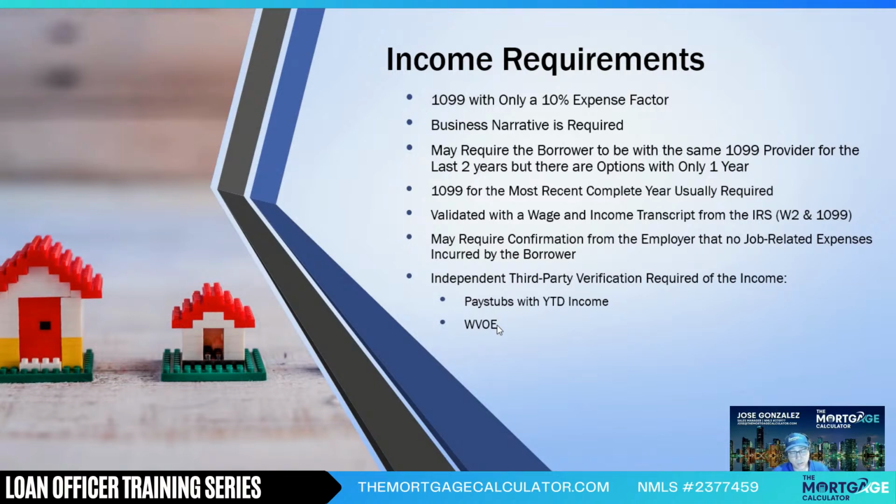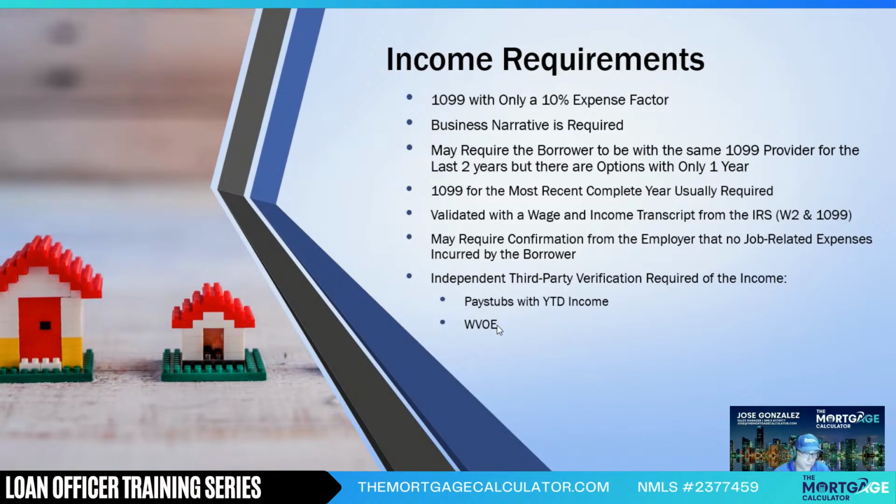Now, you are going to require possibly some type of business narrative, right? Some of the options may require the borrower to be with the same 1099 provider for the last 2 years, but that doesn't mean it's 2 years of 1099s. And some only require them to be with that 1099 provider for 1 year.